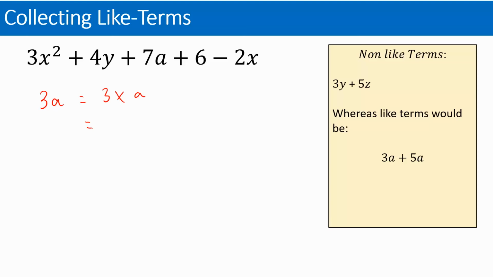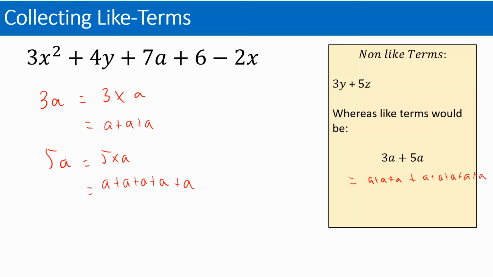Because you're saying you got 3 groups of A, so this is A plus A plus A. True? And then if I say 5A, what does that mean? 5 times A, which actually means A plus A plus A plus A plus A. So if you think about 3A plus 5A, if you break it all apart, it just means A plus A plus A, that's 3A. And then I add on 5A, which is A plus A plus A plus A plus A.